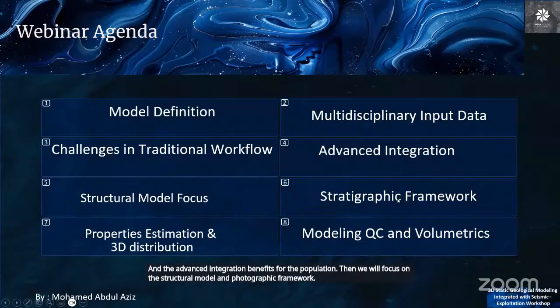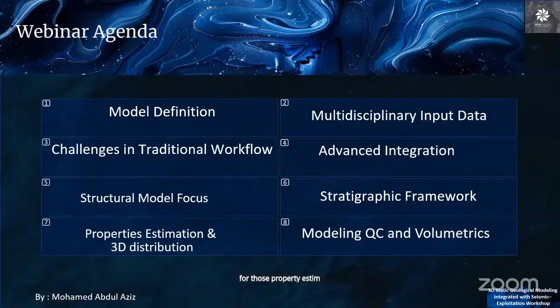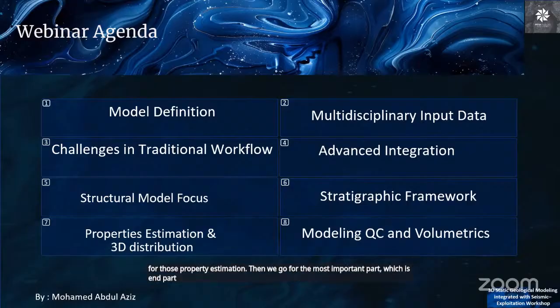Then we will take a break after the stratigraphic framework to start the core of our modeling through the journey of the properties estimations, either continuous or discrete, and what are the algorithms used for this property estimation. Then we go for the most important part, which is the end part of our webinar, for the modeling QC, volumetric, and uncertainty analysis that we captured from our static model.